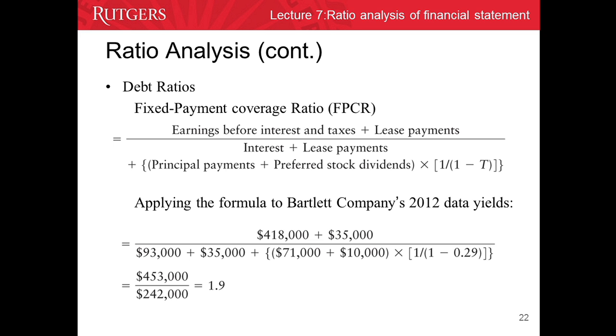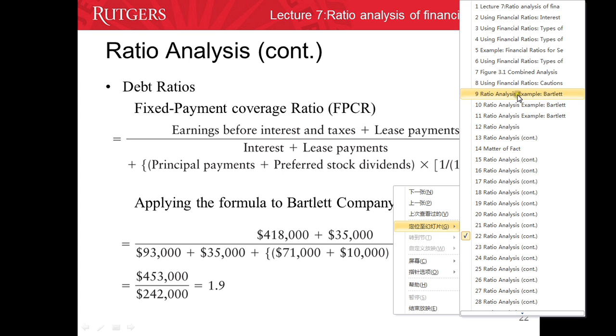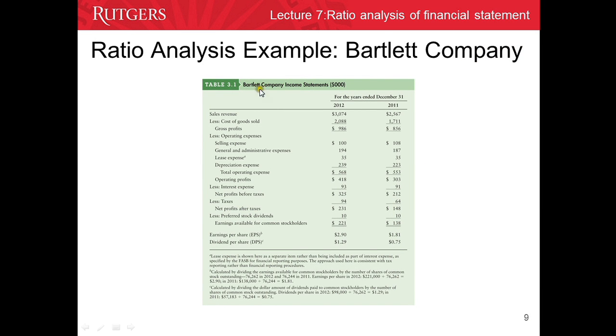First, let's calculate the tax rate here. In the income statement, the tax rate is calculated using the tax number divided by the profit before tax, to get the tax rate equals 0.29.